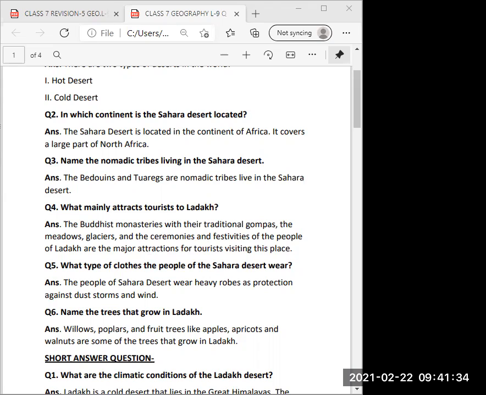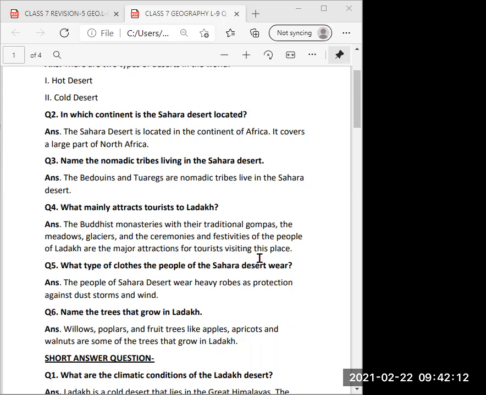Clear? The meadows means green grassland. Clear? Then glaciers. What are glaciers? And the ceremonies and festivities. Ceremonies and festivals which are celebrated in Ladakh, they all mostly attract the tourists in Ladakh.